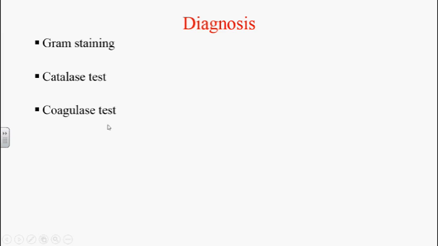Diagnosis. We can diagnose this organism depending upon gram staining. On a gram staining, we can see this organism in clusters, gram positive blue color organisms in clusters. They are catalase positive organisms. In the catalase test, we can see air bubbles coming from the hydrogen peroxide when we inoculate Staphylococcus aureus on hydrogen peroxide. They are coagulase positive.